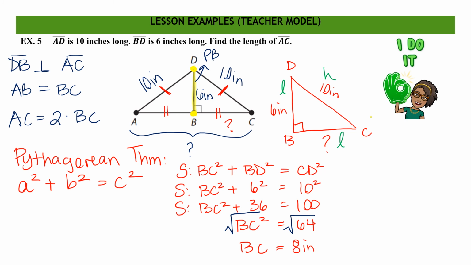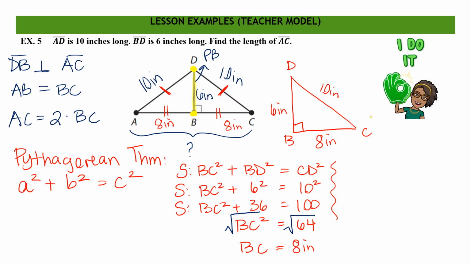So I know now, let's go back here. I'm going to erase all this. I know now that BC is 8 inches. And that means here in our little diagram, we can replace that with 8 inches. And because BC is 8 inches, and we see it's congruent also to AB, or equal to AB, we know that AB is also 8 inches.